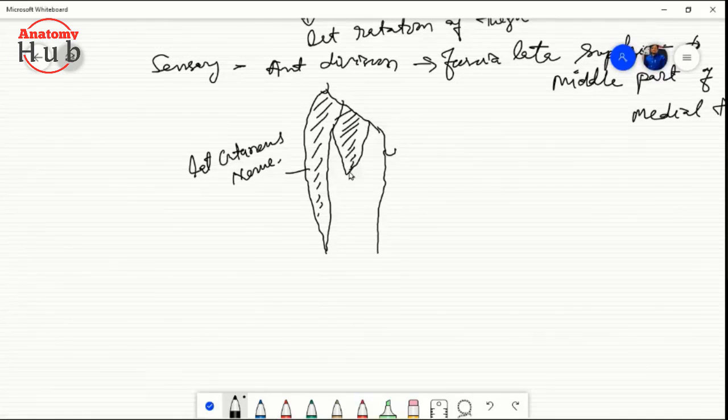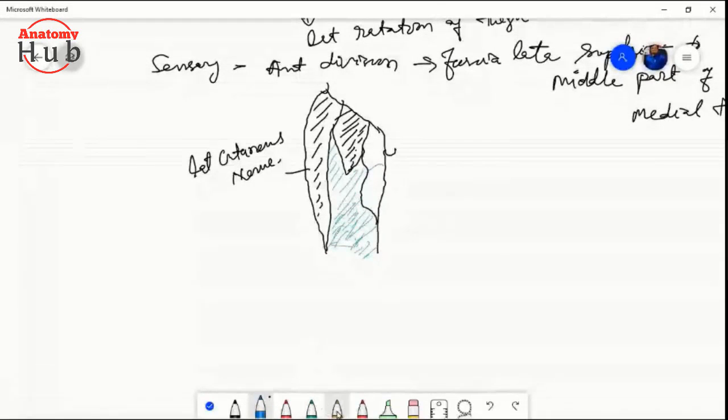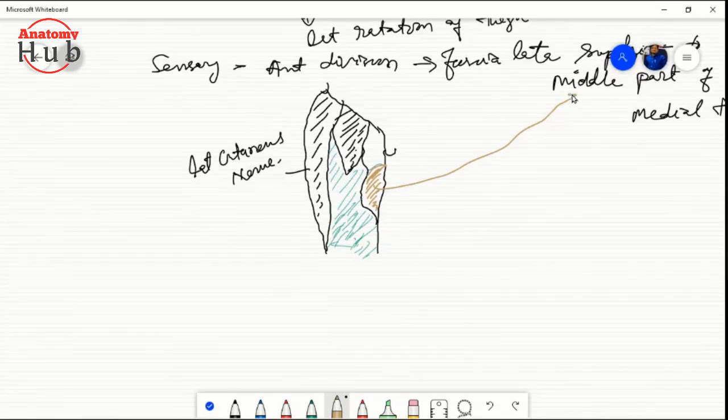Here this is your anterior cutaneous nerve, a branch of your femoral nerve, and all over this part. All over this part here, this is by the intermediate cutaneous nerve, a branch of your femoral nerve. And here you will find this part. I'll give another color to it. This part is supplied by the obturator nerve.